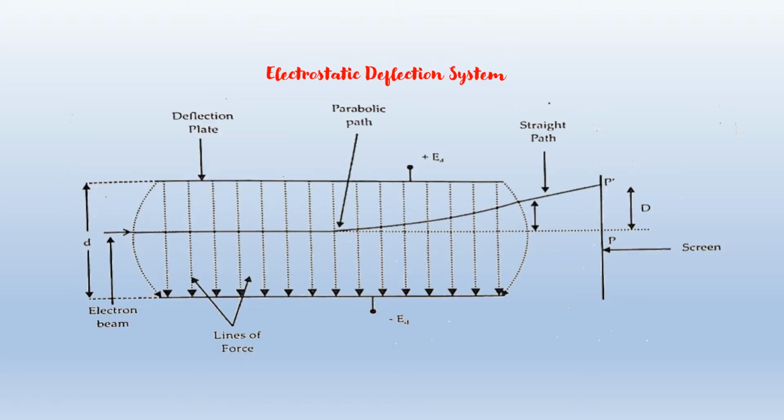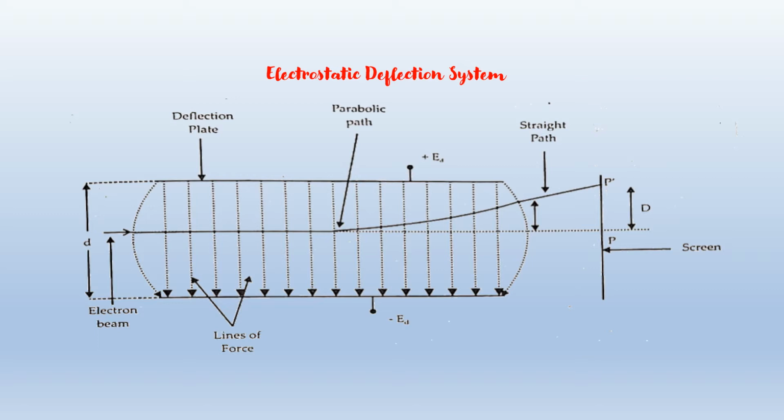Let us begin with electrostatic deflection system. There are two types of systems available in CRT. One is known as electrostatic deflection system, that is in front of you, and one more is available, that is electromagnetic deflection system. Let us discuss electrostatic deflection system.